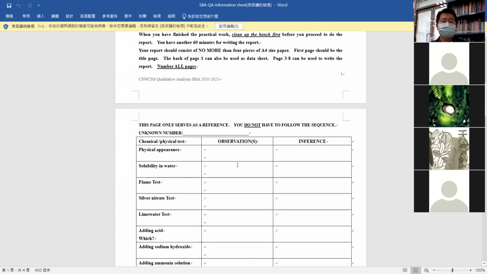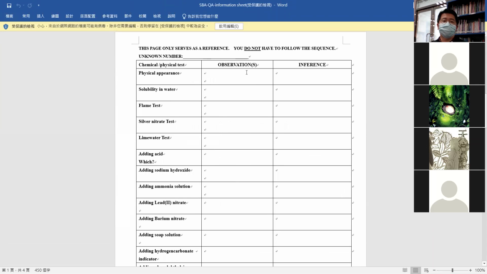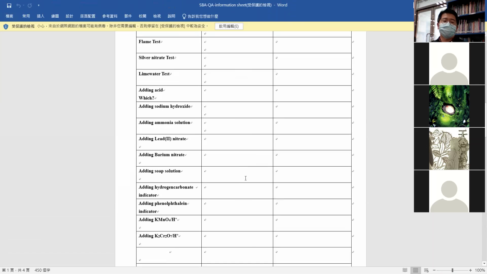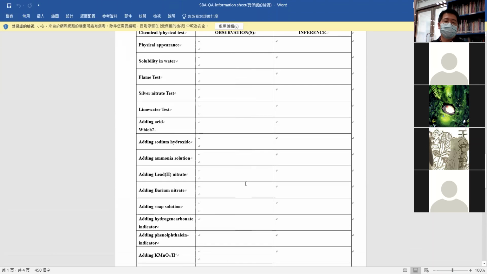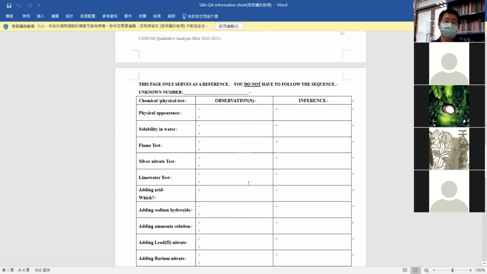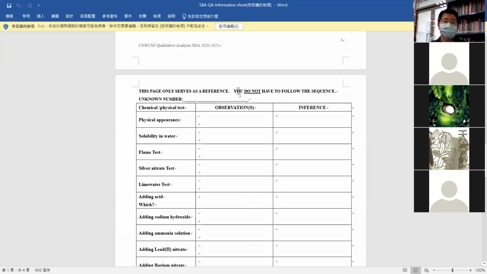This is for your recording only, for your record taking. But what I want you to know, you need not follow the sequence, and indeed it is not logical to follow the sequence. Your task is very simple: use some efficient method in order to arrive at the answer. So this is our task. Can you get my point?